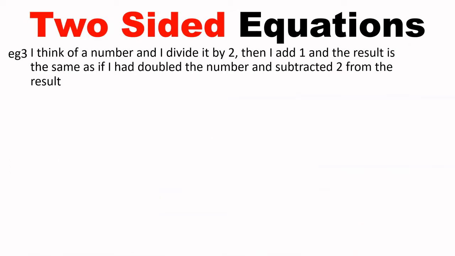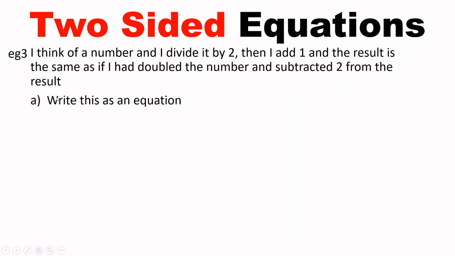Let's go on to a two-sided equation now. I think of a number and I divide it by 2. Then I add 1, and the result is not a number. Be careful here. The result is the same as if I doubled the number and subtracted 2 from the result.